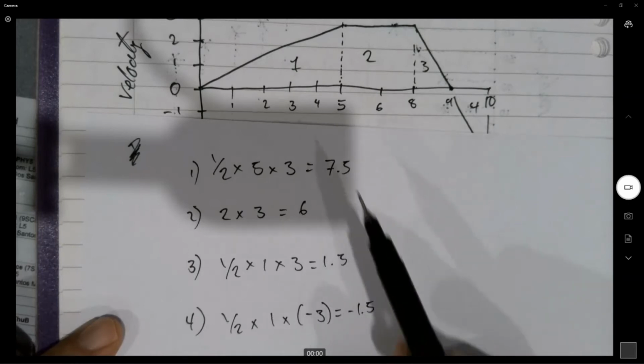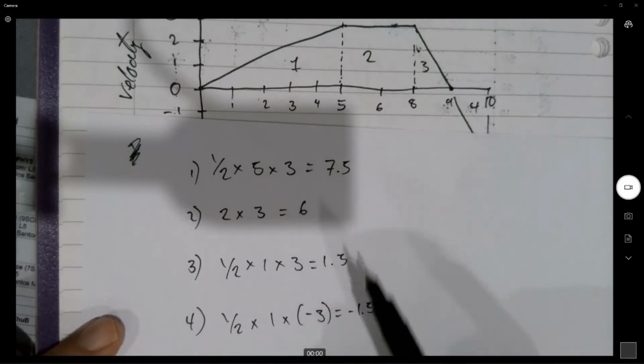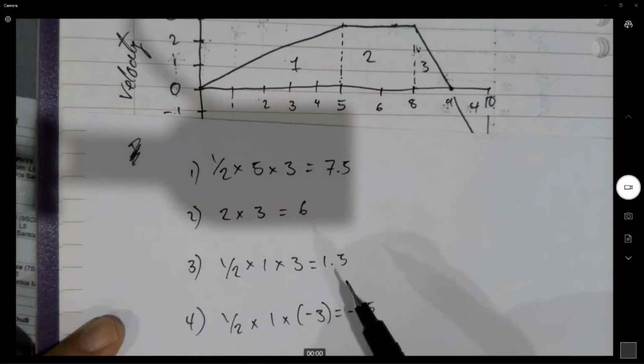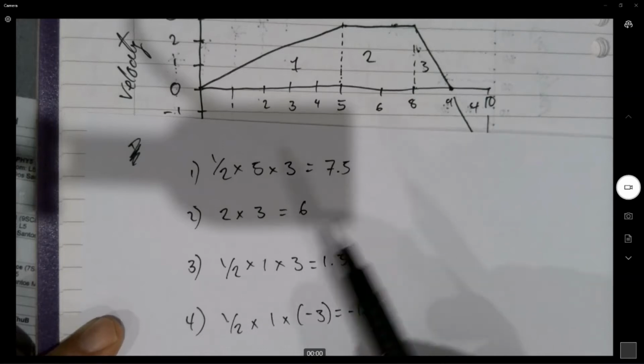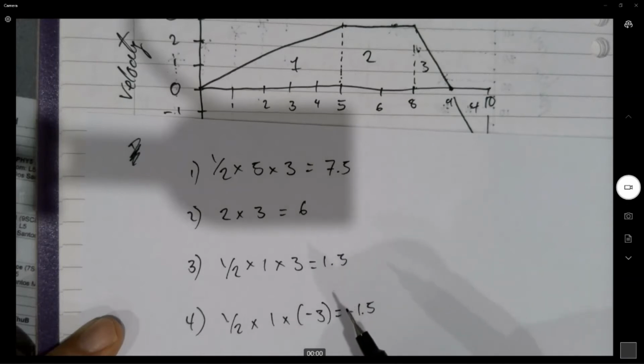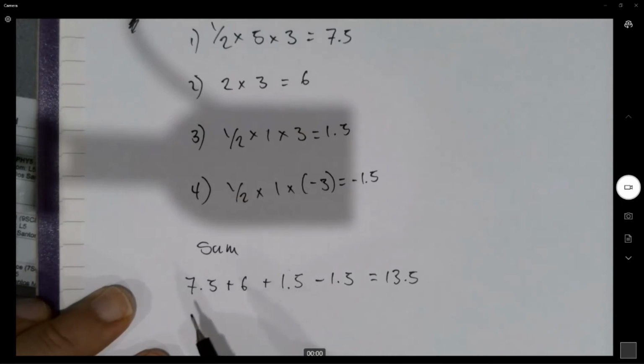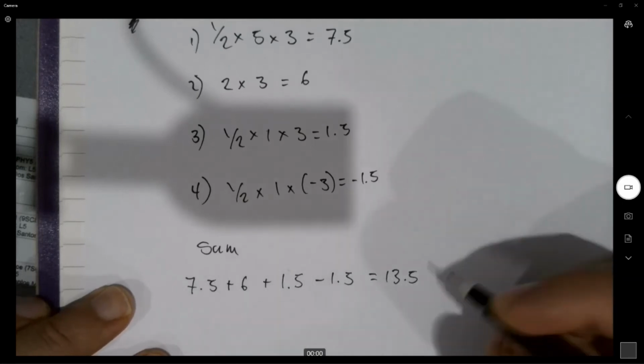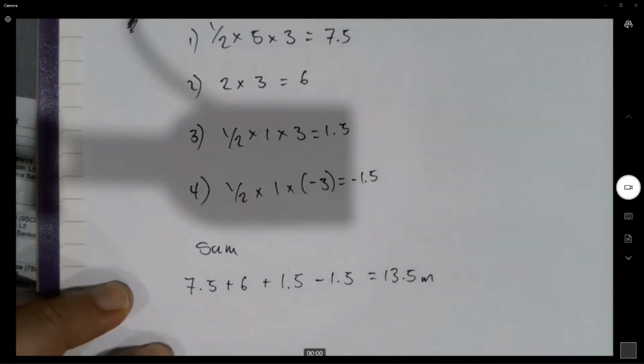So that means when you add all these up to calculate the overall displacement of the object, that subtracts and gives you a clear picture of how far that object has traveled. If you add all those values up together, you get a total value of 13.5 meters that the object has displaced.